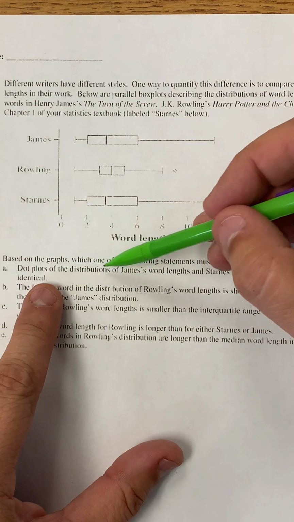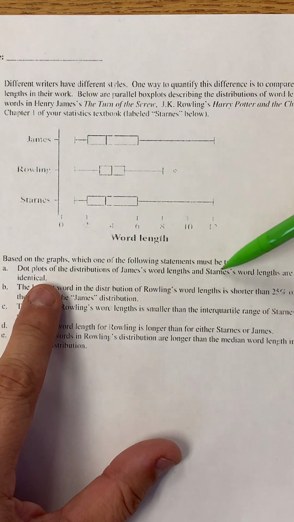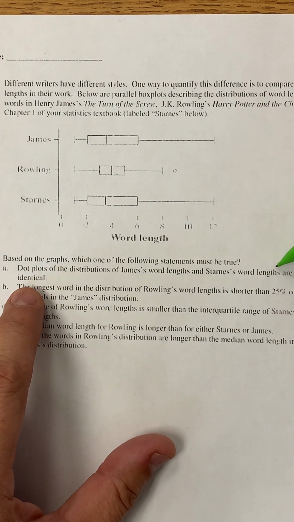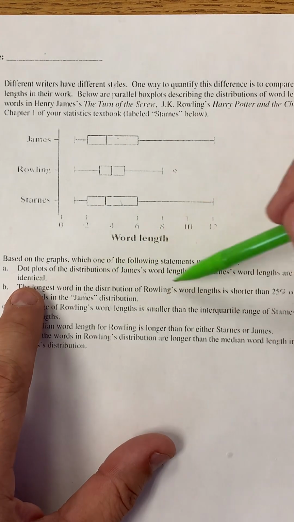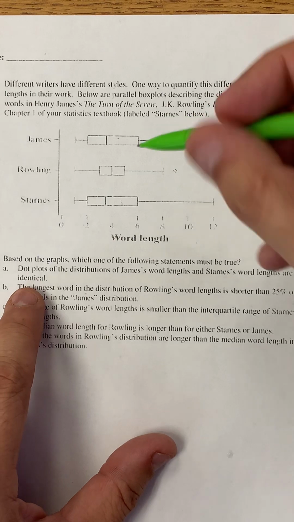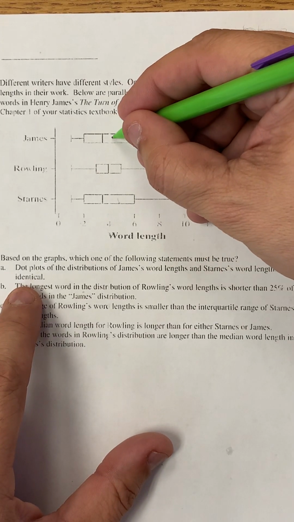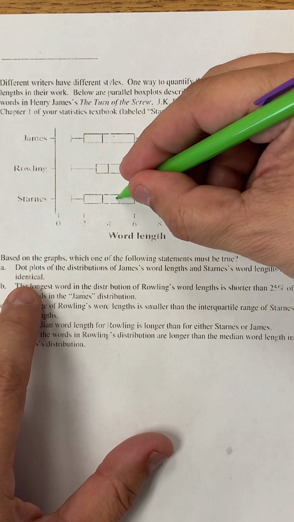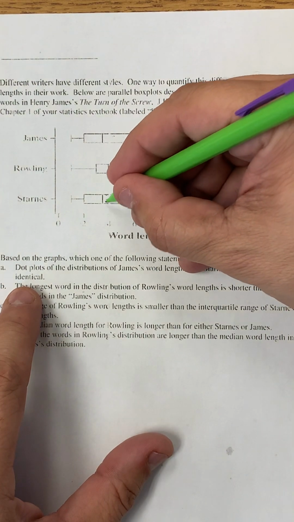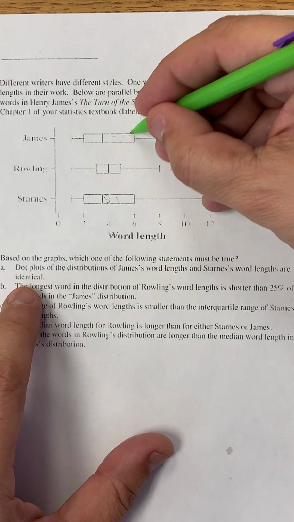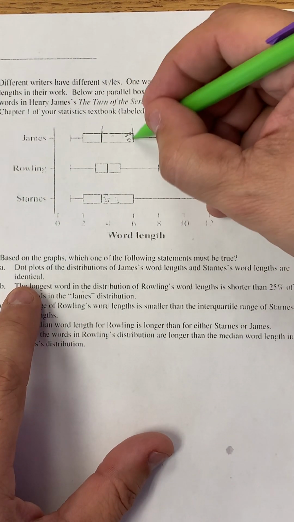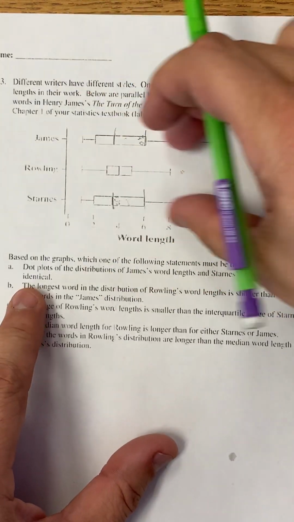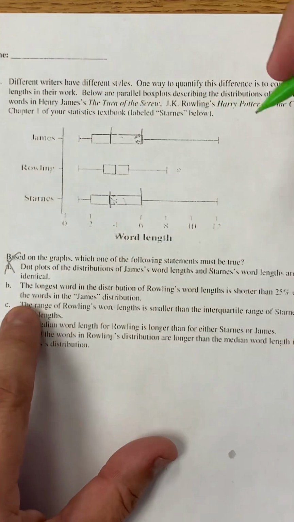Dot plots of the distribution of James's word lengths and Starnes's word lengths would be identical. Okay, just because the box plot is exactly the same doesn't mean that the dot plot would be the same. Maybe in this range, I know there's 25% here and I know there's 25% here, but what if his are all grouped up at 4, or hers, and his or hers are all grouped up here at 5? So all you know is 25% are in these two ranges, and you do have an identical box plot, but that does not mean the dot plot's the same.